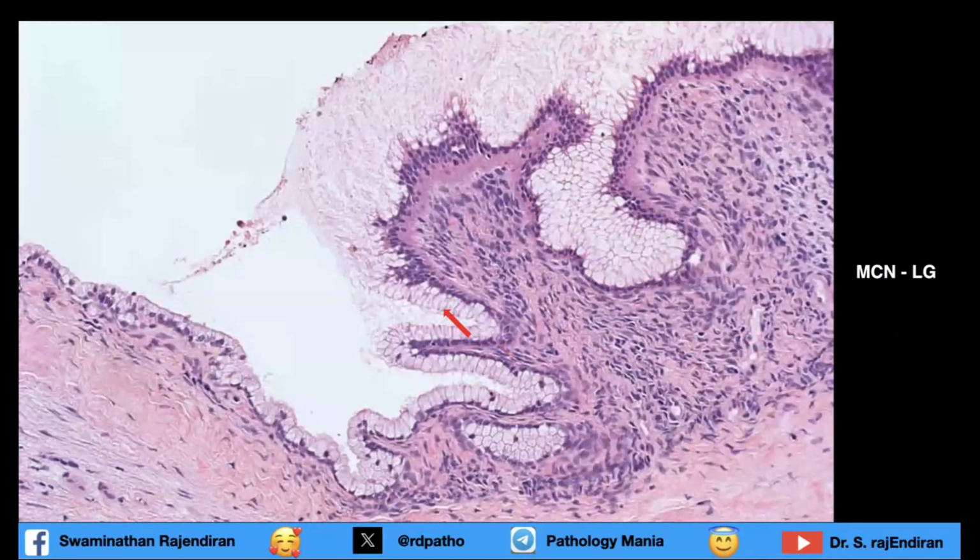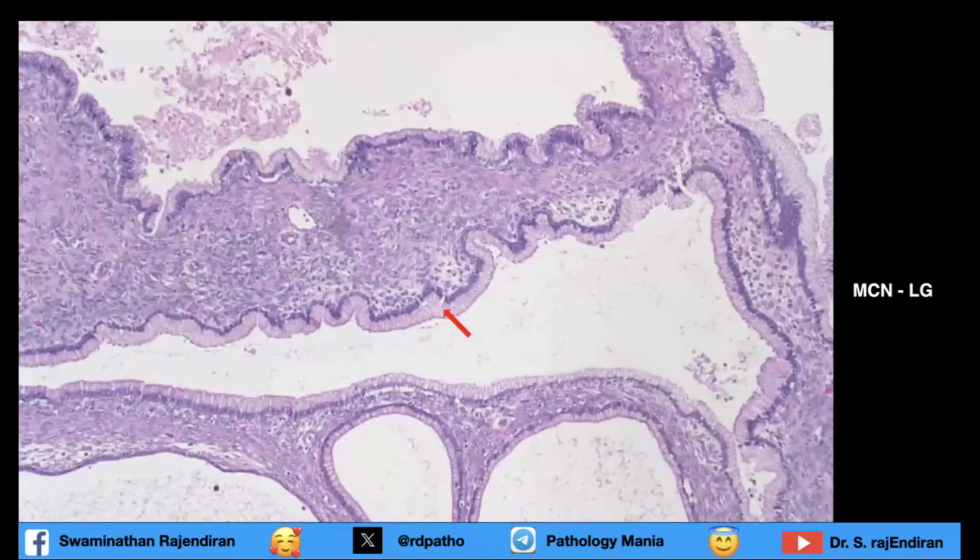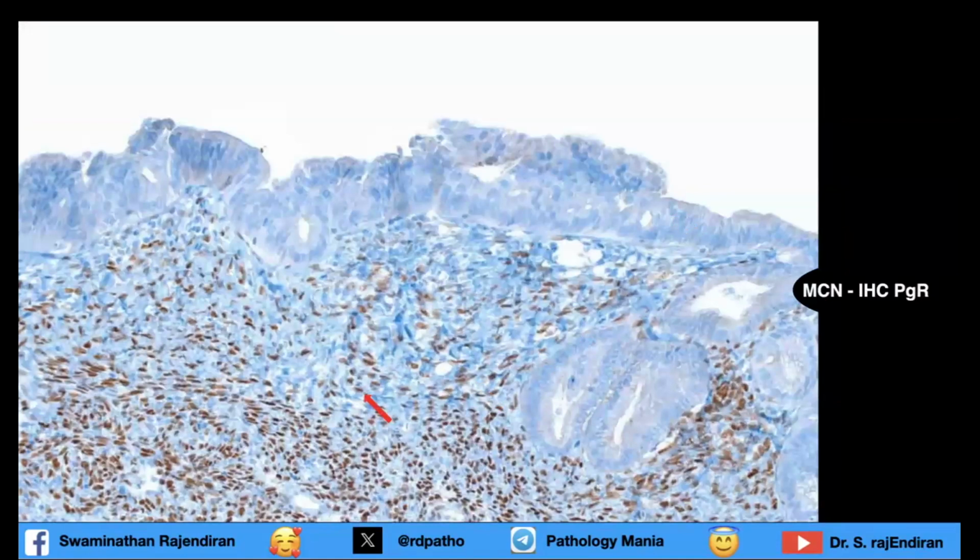All cystic lesions, whatever we have seen, PanIN, IPMN or MCN, we have to see whether the dysplasia is there or not. And whenever there is dysplasia, we have to see whether it is low grade or high grade. When it is high grade, we have to see is there any adjacent carcinoma. Again, low grade MCN, you can see very nice ovarian type of stroma. And this ovarian type of stroma is nicely positive for progesterone receptors.